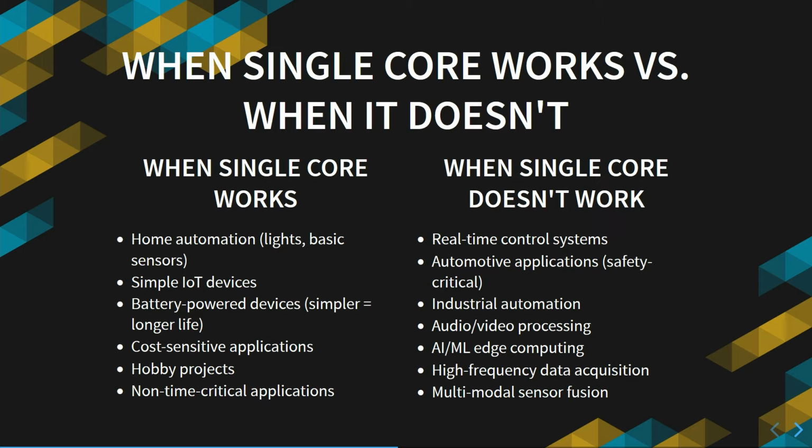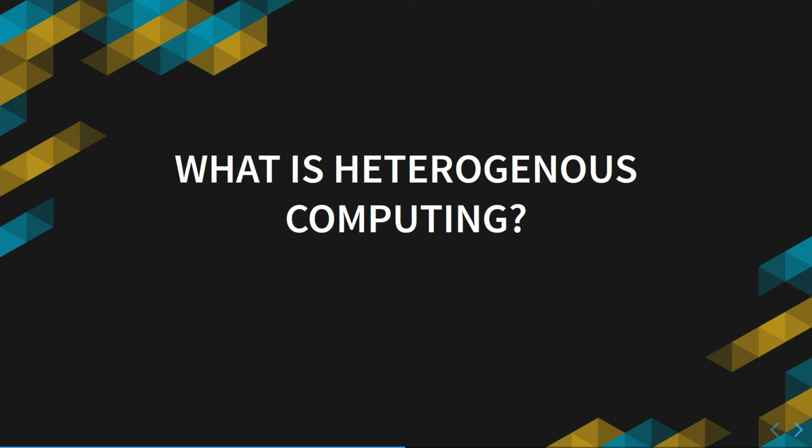The key point here is to choose the right tool for the job. Not everything needs to be cutting edge. But when performance and timing matters, we need to look at other options. So what's the solution? Heterogeneous computing, where you have multiple cores doing different tasks simultaneously.